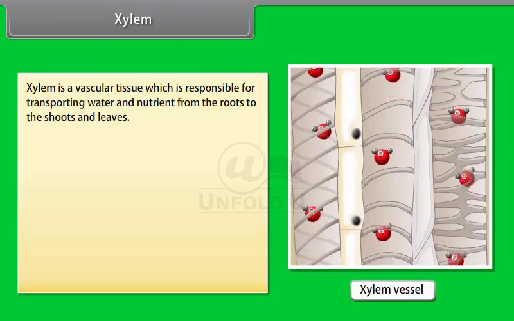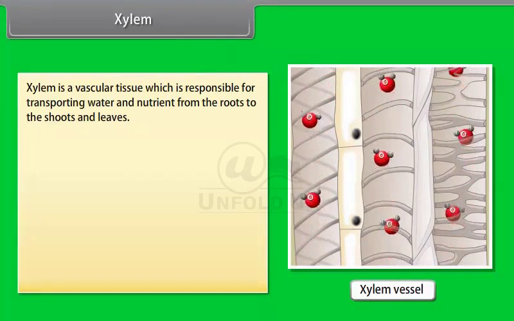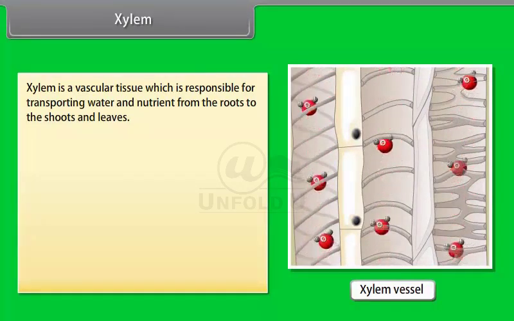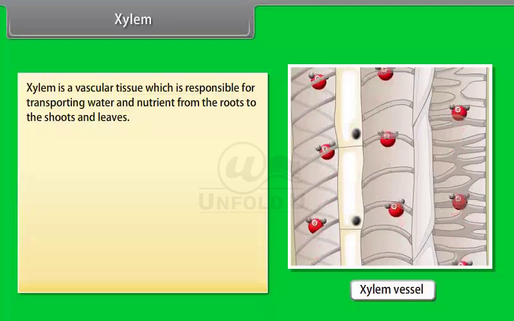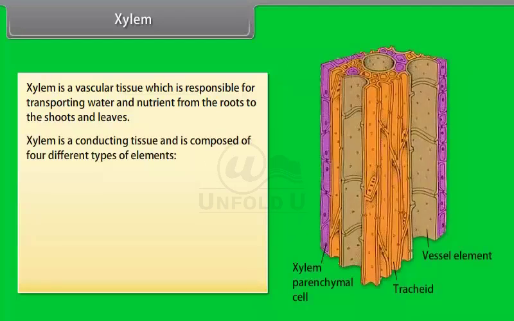Xylem. Xylem is a vascular tissue which is responsible for transporting water and nutrients from the roots to the shoots and leaves. Xylem is a conducting tissue and is composed of 4 different types of elements: tracheids, vessels, xylem fibers, and xylem parenchyma.